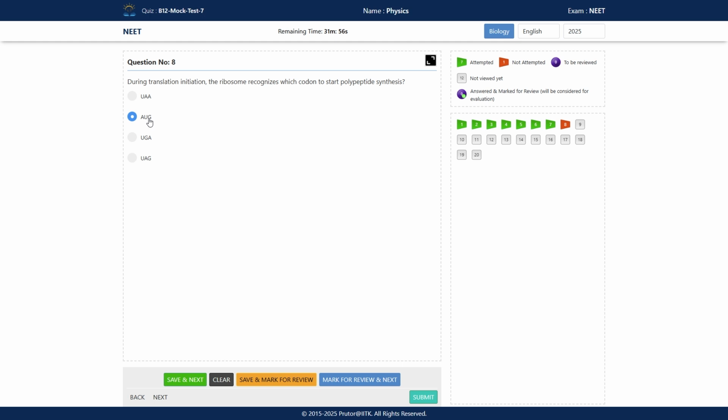Okay, option number B is the correct answer. AUG, this is the start codon. AUG codes for methionine.